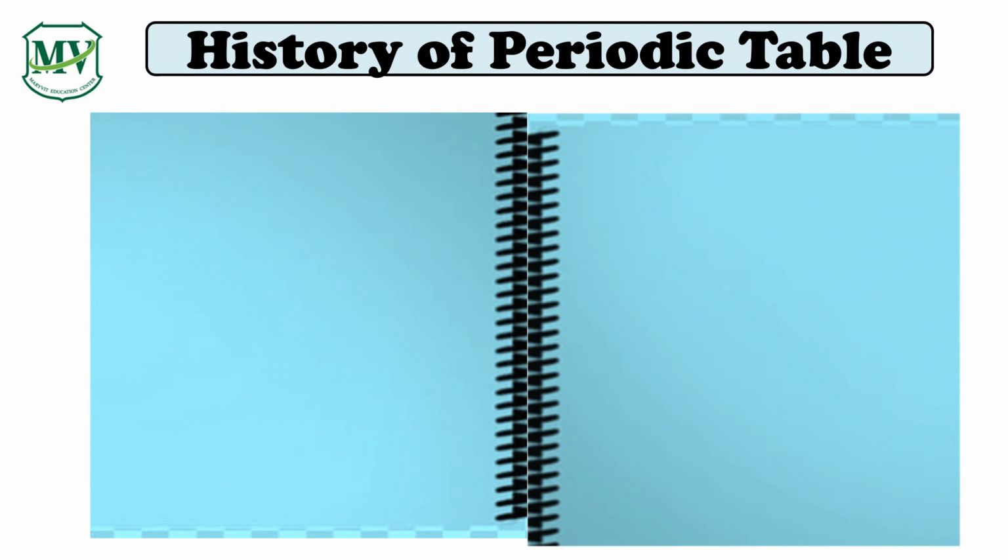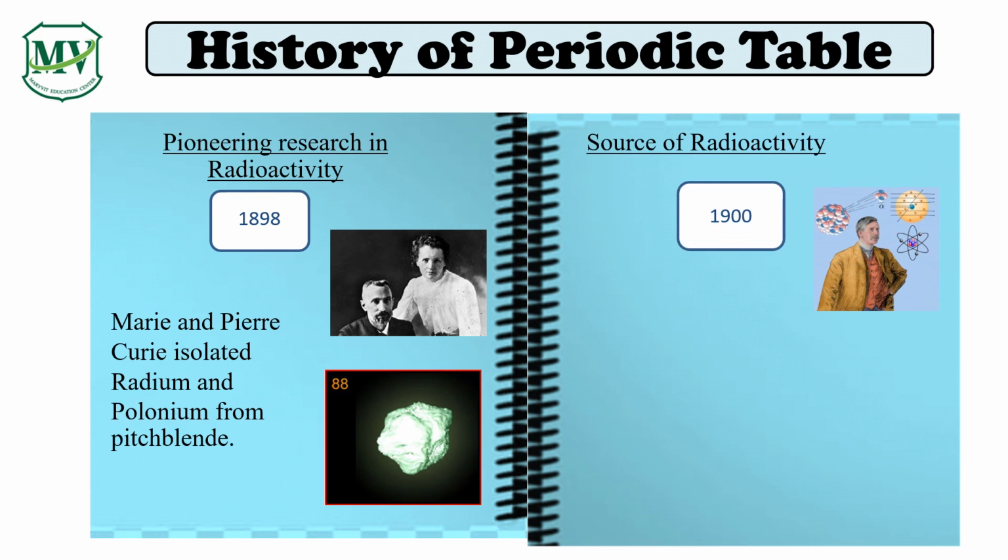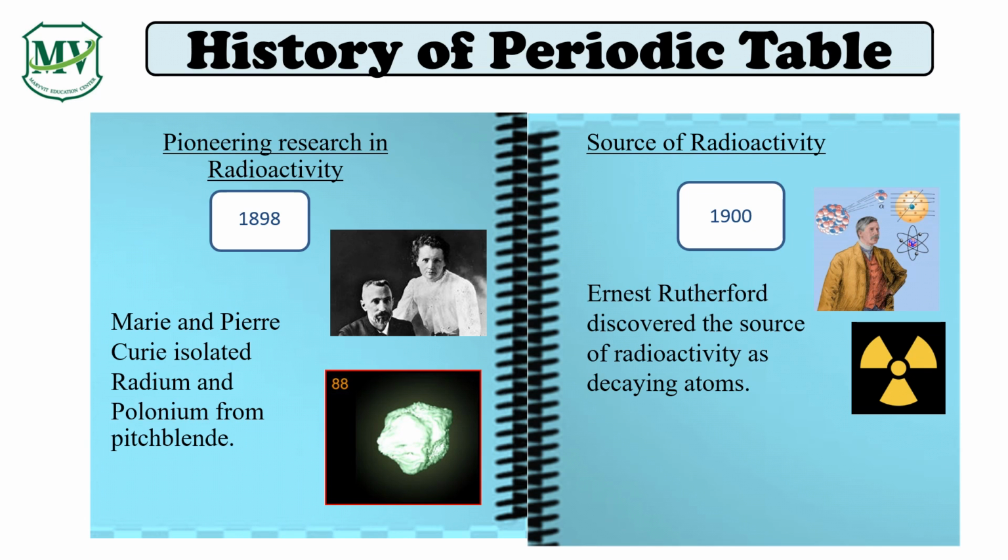Who isolated radium and polonium? You're right. Marie and Pierre Curie isolated radium and polonium. In 1898, the Curies discovered the existence of the elements radium and polonium in their research of pitchblende, but successfully isolated them on April 20, 1902. Where do you think radioactivity came from? Amazing! In 1900, Ernest Rutherford discovered the source of radioactivity as decaying atoms.